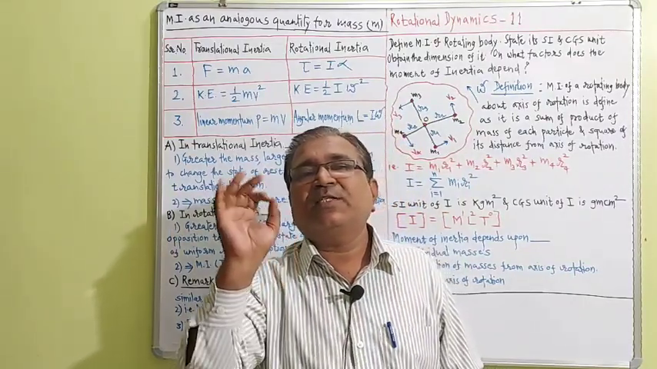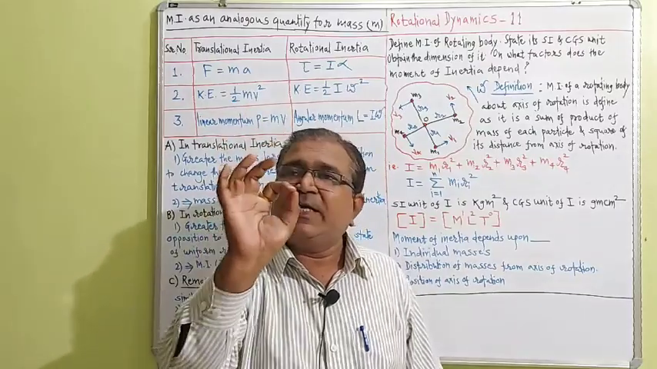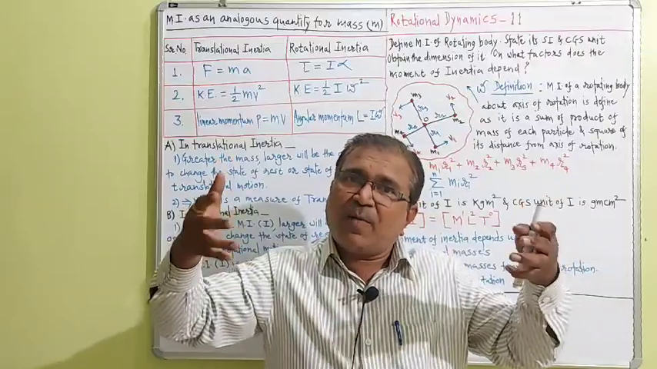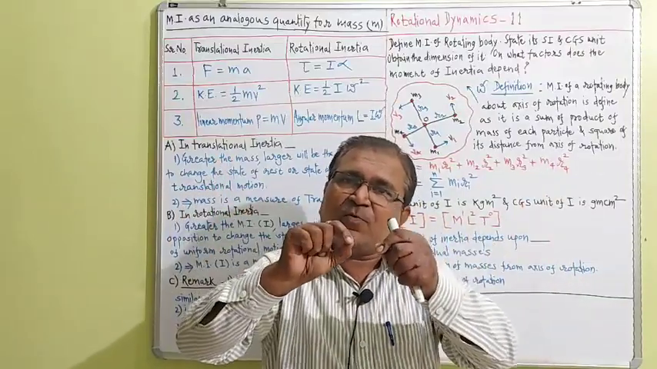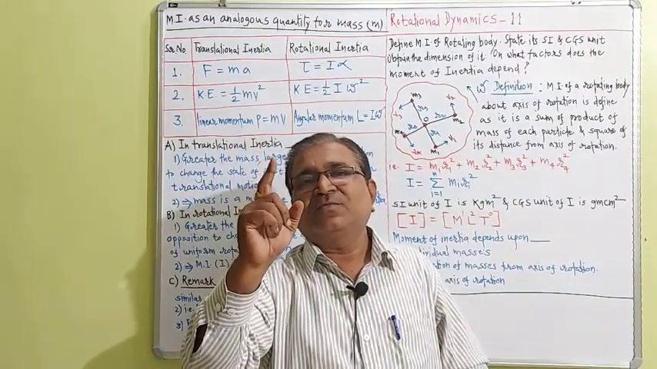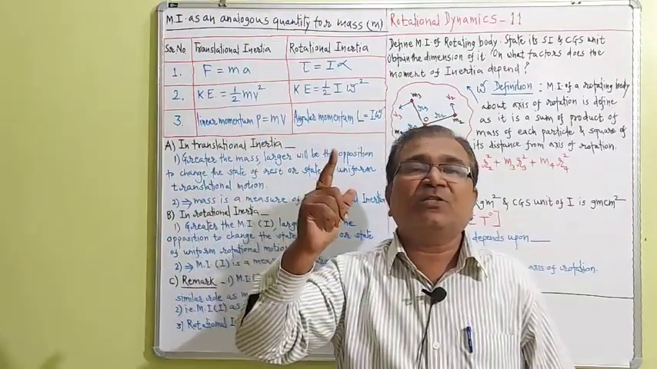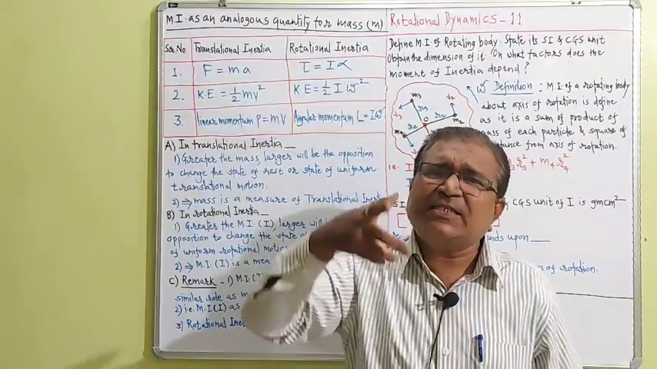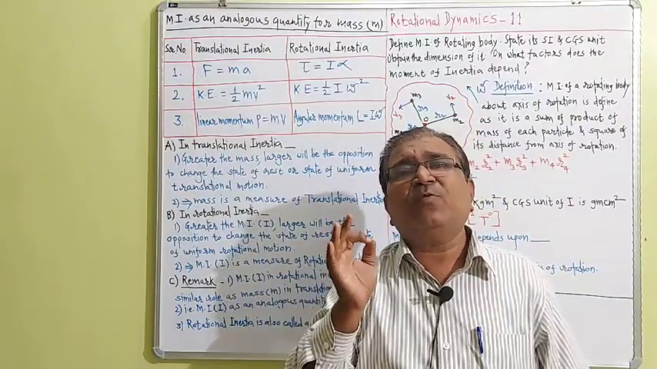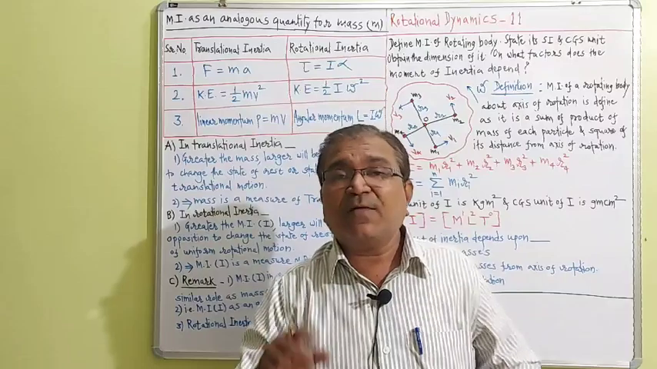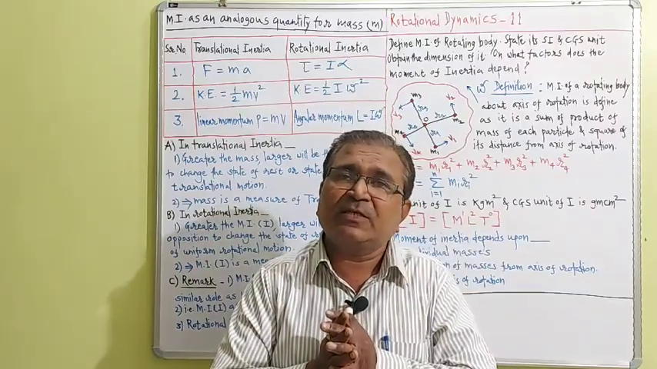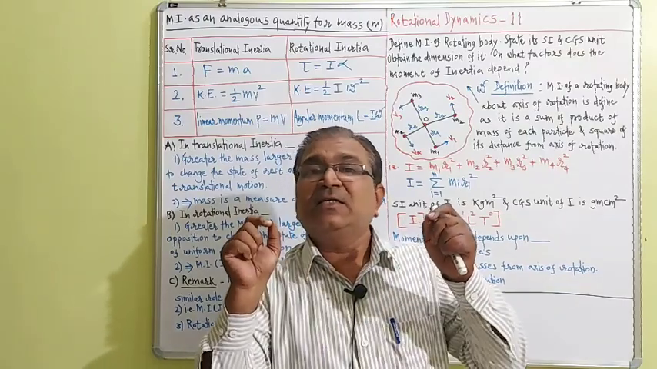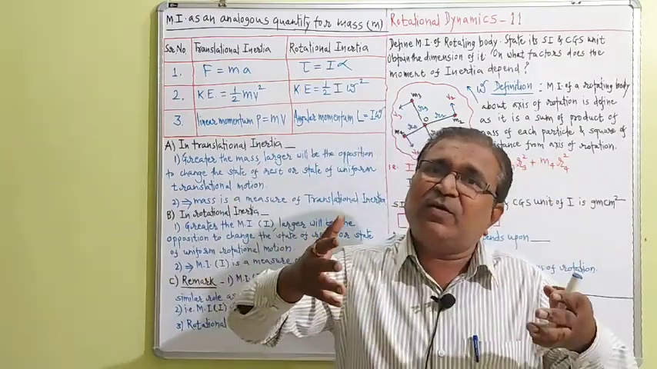So moment of inertia depends upon number 1, individual masses, number 2, distribution of all masses from axis of rotation, and number 3, position of axis of rotation. How the position of axis of rotation is, on that position moment of inertia is affected. So after learning the definition of moment of inertia, its SI and CGS unit, its dimension, and on what factors the moment of inertia depends, then we'll start.